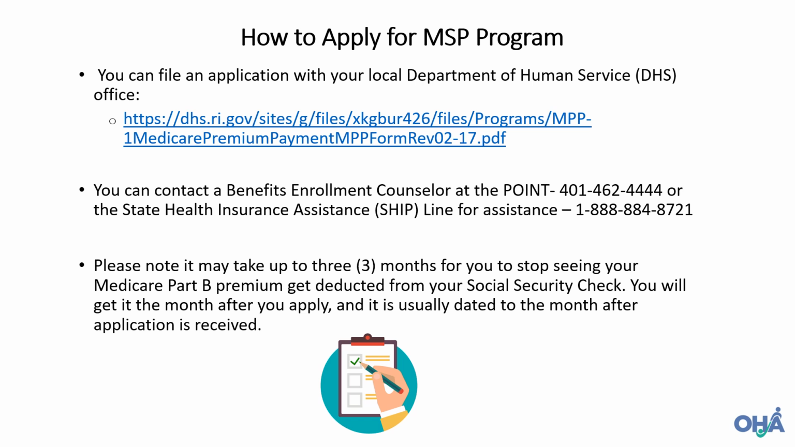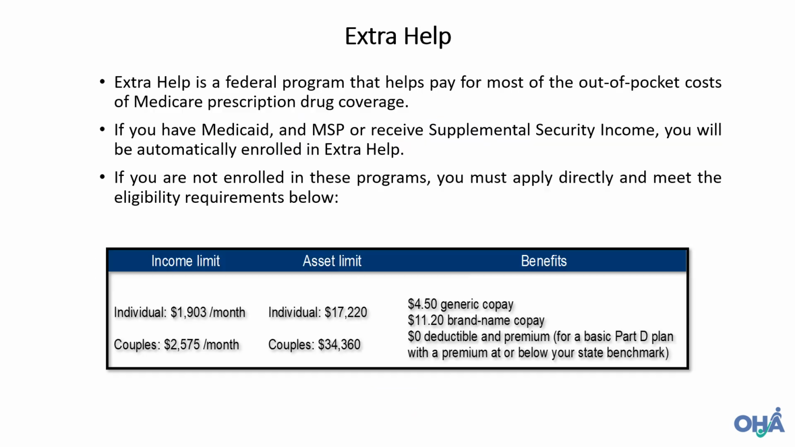You will get it the month after you apply, and it usually is dated to the month after the application is received. Another program is called the Extra Help Program. The Extra Help Program is a federal program that helps pay for most of the out-of-pocket costs of Medicare prescription drug coverage. If you have Medicaid and an MSP or receive Supplemental Security Income, you will automatically be enrolled in Extra Help. If you are not enrolled in these programs, you must apply directly and meet the eligibility requirements below.